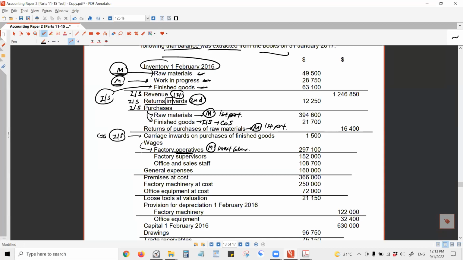And then this is wages paid to factory supervisor. This is in the manufacturing account overhead. Remember production overheads. Okay, overheads. Wages paid to office and sales staff in the income statement expenses section. When you see anything that is not linked to factory, then it's in the income statement. Okay, income statement expenses, okay?